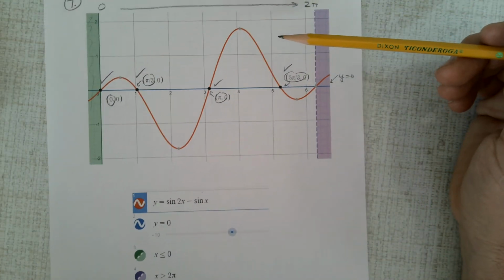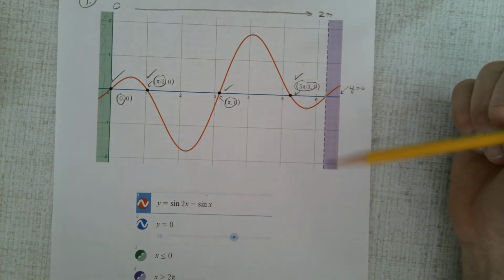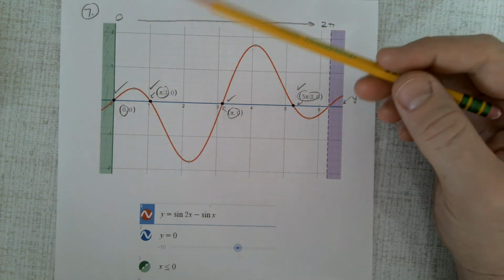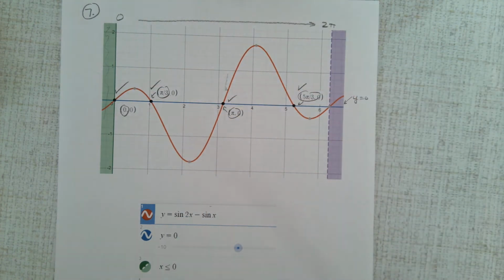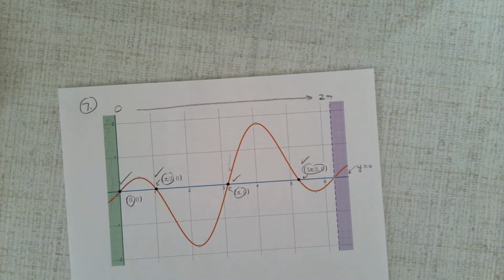Graph it on Desmos. If you want to start doing this, take screenshots of it, because Monday night's homework will be to do that. Here's problem 7, screenshot of the graph. Here's this one, screenshot of the graph. Alright, problem 8.